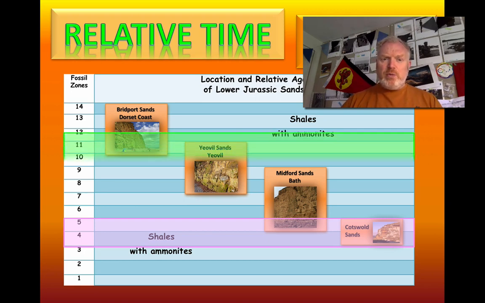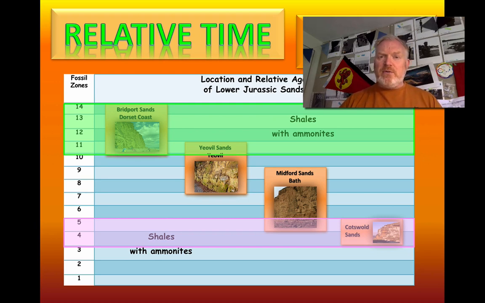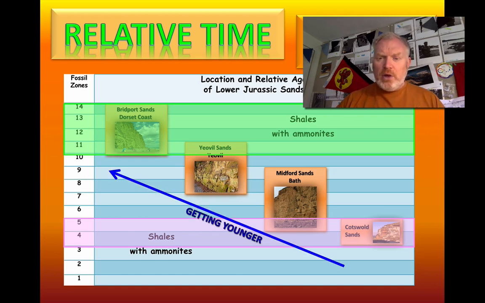The Bridport Sands, though, we see a different collection of fossils. Here we see ammonites from zones 11, 12, 13 and 14. So if we're putting these in order, the oldest ones are the Cotswold Sands, then the Midford Sands, then the Yeovil Sands, and finally the Bridport Sands. But remember, this is all the same environment. This is the same sandstone bed, just being deposited at different times in different places.